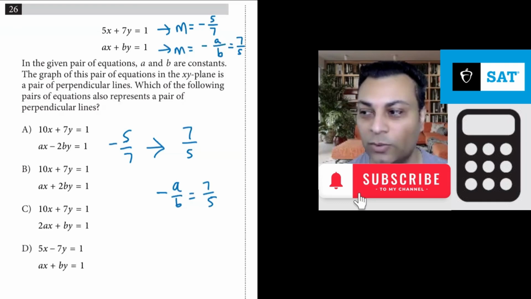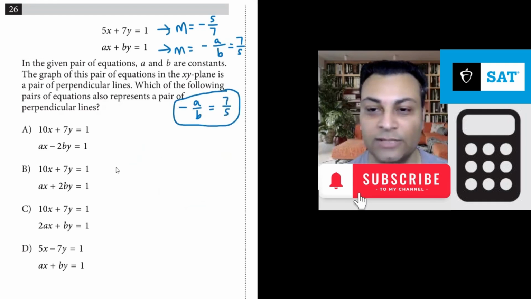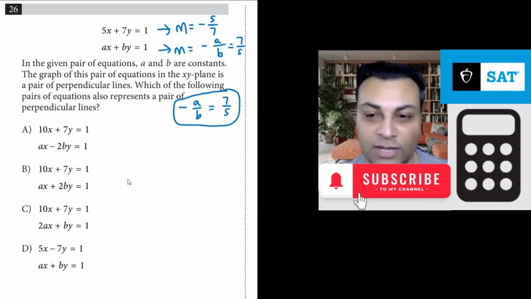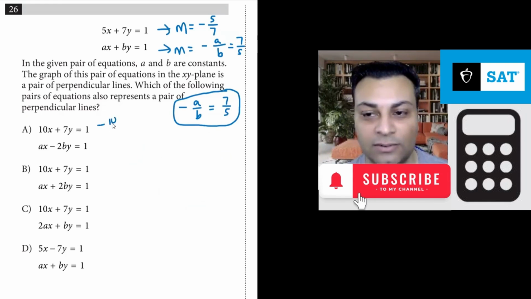Okay. I'm going to write that down somewhere so I can hold on to that for the rest of the problem. We know negative A over B is 7/5. We'll keep that around. Now let's go calculate the slopes of all these. Same technique, you would get the slope as negative 10 over 7. You subtract 10x, you get negative 10x on this side, and then divide by 7. So this one, the slope is negative 10 over 7. Instead of m equals, I'm just going to keep it simple and just write the slope, negative 10/7.